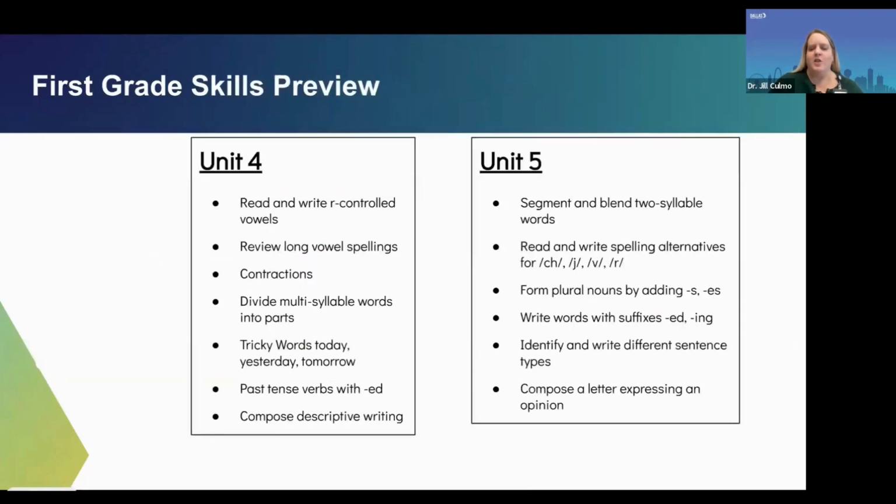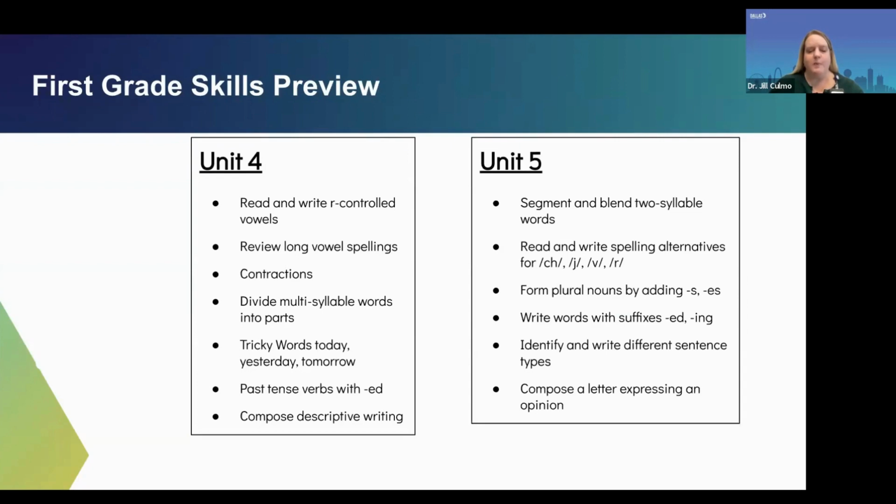Now let's move on to what first graders will be doing in their skills units in quarter 3. In quarter 3, first graders will be working in Skills Unit 4 and Skills Unit 5. Skills 4 introduces the most common or least ambiguous spellings for R-controlled vowel sounds. Students learn the concept of a syllable and practice with 2-syllable words.